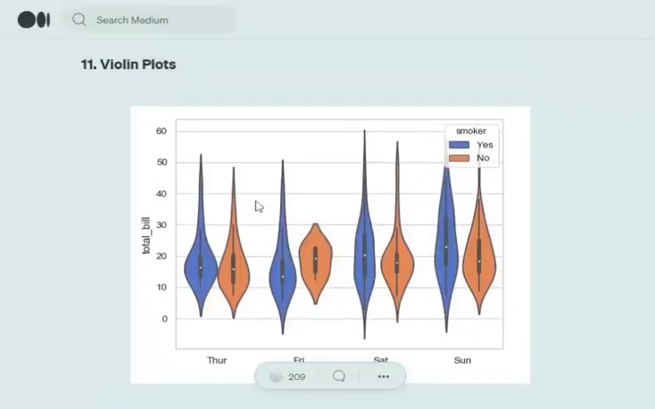So hi everyone, today we'll try to understand what violin plots are. In my previous video I covered strip plots and swarm plots. So now the last is the violin plot, from the same family of plots.